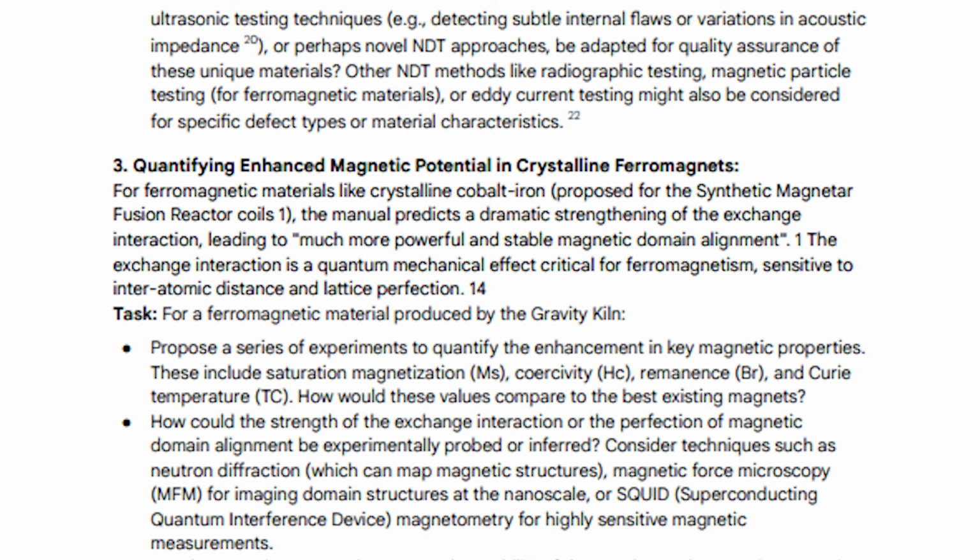Other NDT methods like radiographic testing, magnetic particle testing for ferromagnetic materials, or eddy current testing might also be considered for specific defect types or material characteristics.